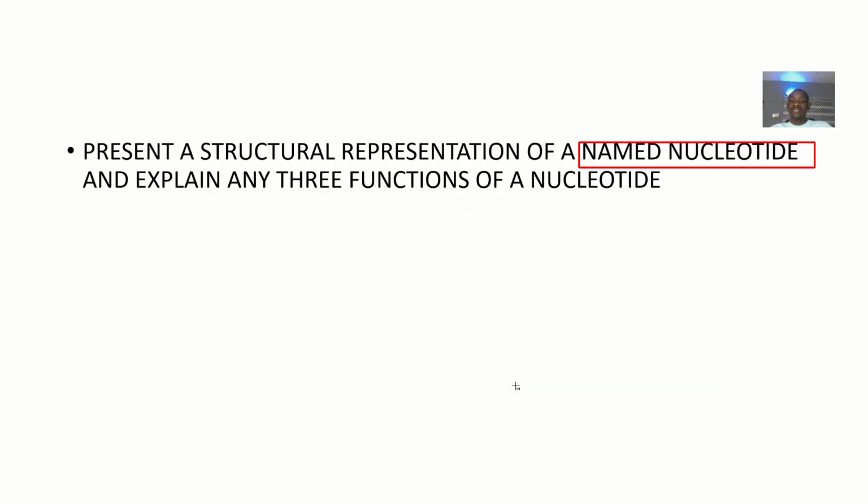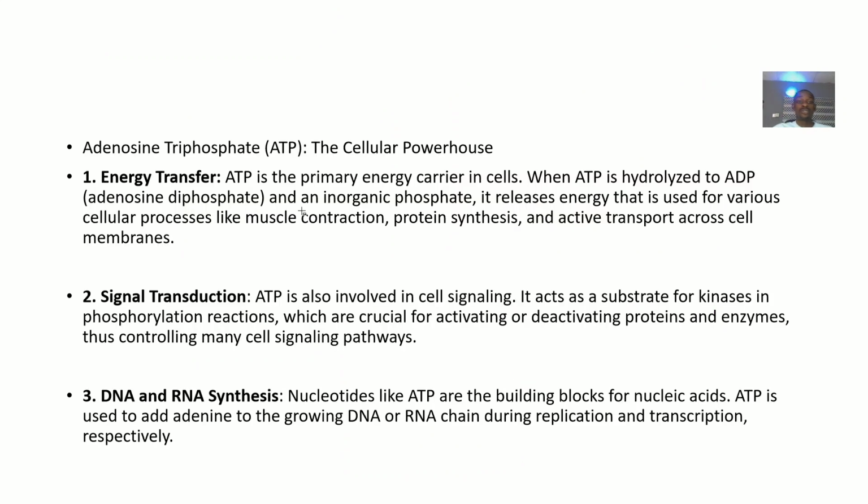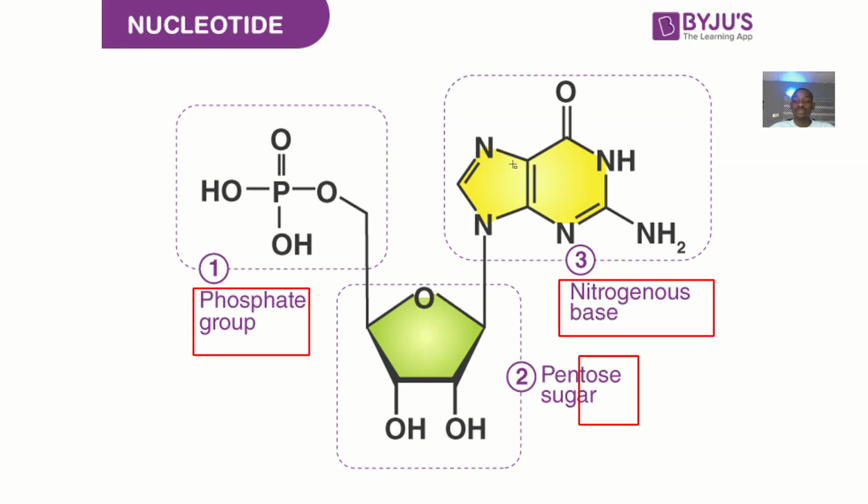All right. So if they say you should talk about a named nucleotide, you won't talk about nucleotides generally. You pick one. So you are picking adenosine triphosphate. You could have adenosine monophosphate, you could have adenosine diphosphate, ADP, right? So we'll talk about adenosine diphosphate. Adenosine diphosphate is actually this cellular powerhouse, okay?